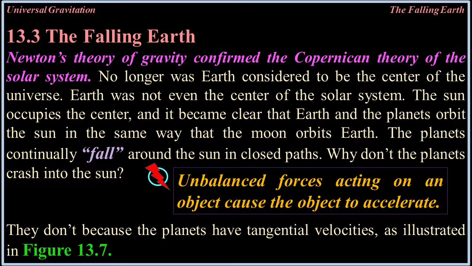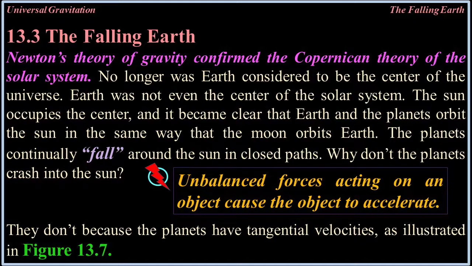13.3. The falling Earth. Newton's theory of gravity confirmed the Copernican theory of the solar system. No longer was Earth considered to be the center of the universe. Earth was not even the center of the solar system. The sun occupies the center, and it became clear that Earth and the planets orbit the sun in the same way that the moon orbits Earth. The planets continually fall around the sun in closed paths.